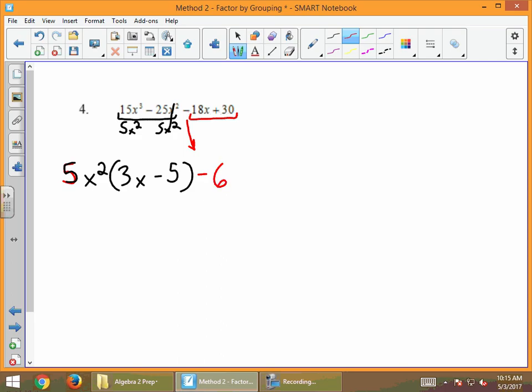Do they both share an x? No. If that 30 had x, I would take out a 6x, but it doesn't. So that means I can start my parenthesis. Do I know what's going to be inside that parenthesis? Yes, Mr. Carr. Oh, thank you, class, for volunteering that answer. What is that answer that's going to be in that parenthesis? 3x minus 5.